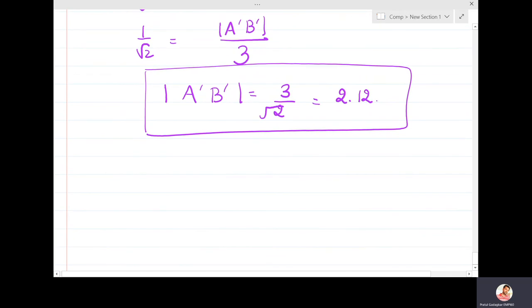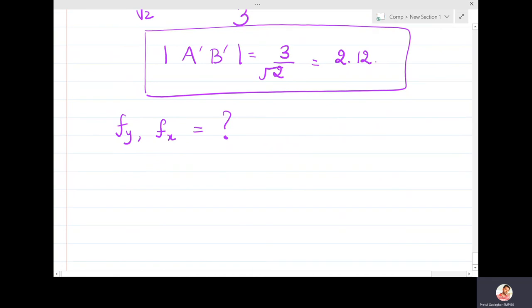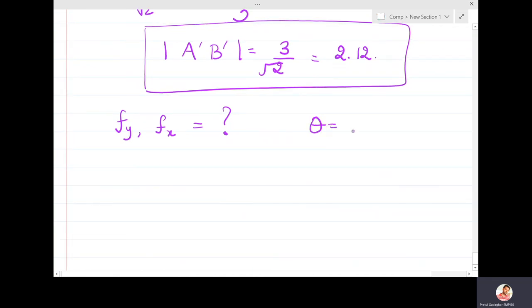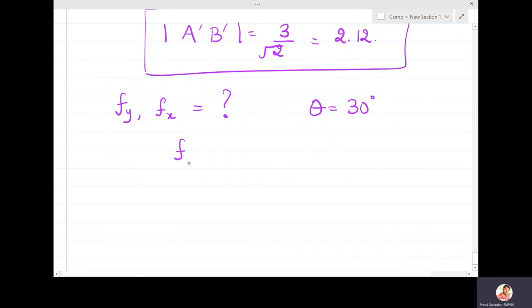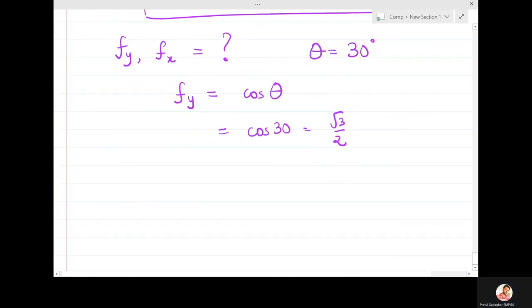Now what are the second and first foreshortening factors? This is also our question. Clearly theta is given to us. Theta is 30 degrees, and what we know about fy, the second foreshortening factor, is that it has the formula cos theta. So this means that the second foreshortening factor is cos 30, which is root 3 by 2. And therefore, the first foreshortening factor is always equal to the second foreshortening factor, because it is a dimetric projection, so that is also equal to root 3 by 2.